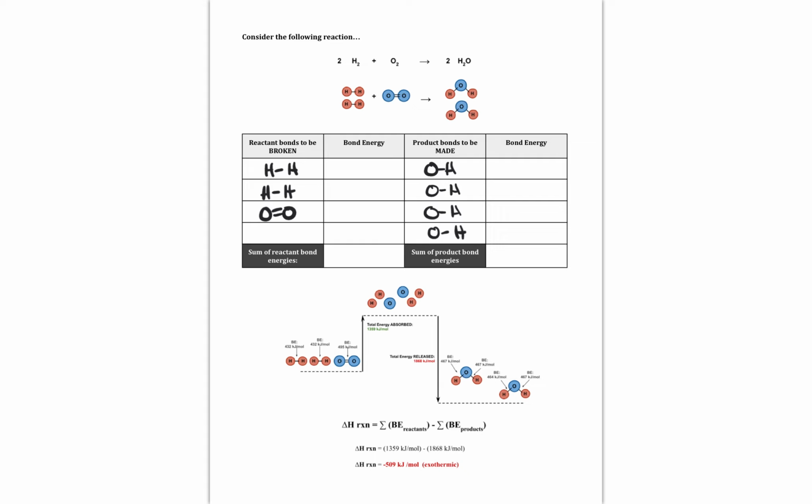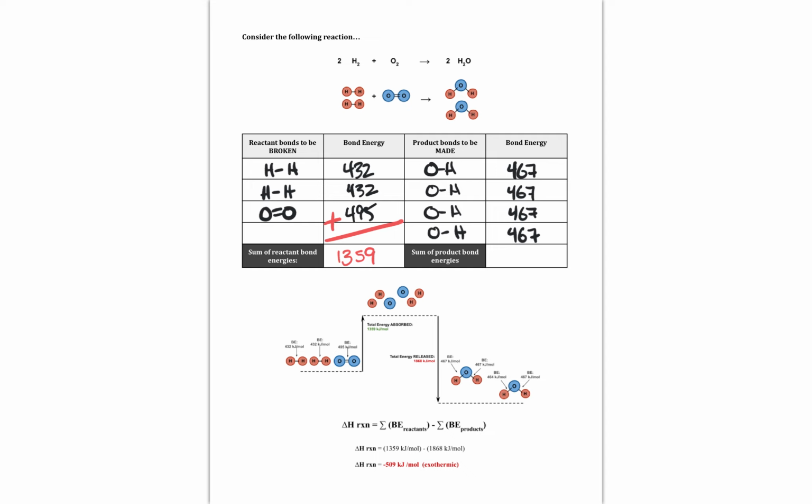Each hydrogen to hydrogen single bond has a value of 432 kilojoules per mole, and the oxygen to oxygen double bond has a value of 495 kilojoules per mole. Meanwhile, all 4 of the oxygen to hydrogen single bonds have the same value of 467 kilojoules per mole. When I add up the sum of the bonds that we have to break, that energy comes out to be 1,359 kilojoules of energy that must be absorbed to break those reactant molecules apart.